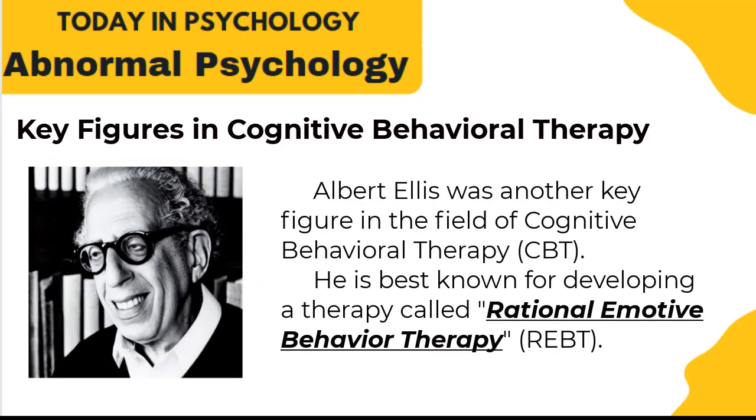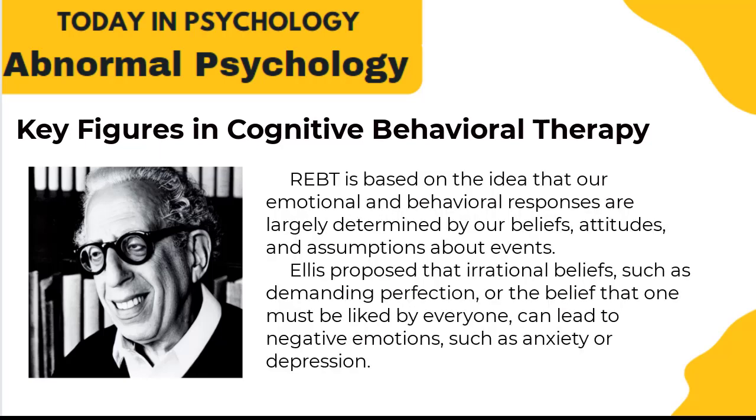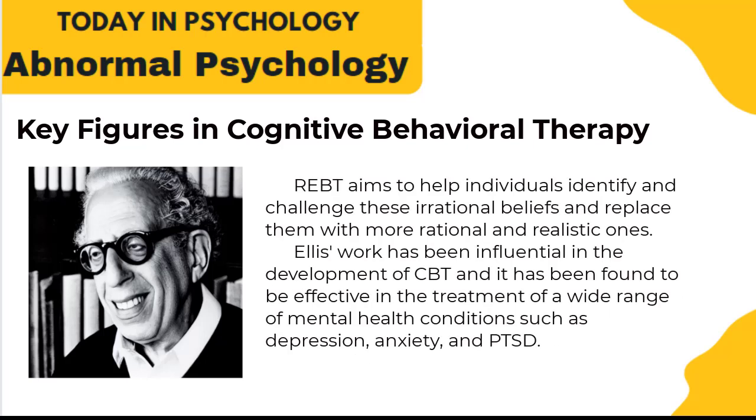Albert Ellis was another key figure in the field of cognitive behavioral therapy, CBT. He is best known for developing a therapy called Rational Emotive Behavior Therapy, REBT. REBT is based on the idea that our emotional and behavioral responses are largely determined by our beliefs, attitudes, and assumptions about events. Ellis proposed that irrational beliefs, such as demanding perfection, or the belief that one must be liked by everyone, can lead to negative emotions, such as anxiety or depression. REBT aims to help individuals identify and challenge these irrational beliefs and replace them with more rational and realistic ones.